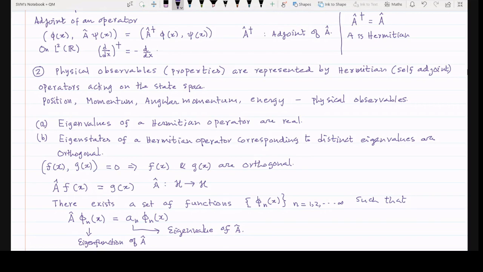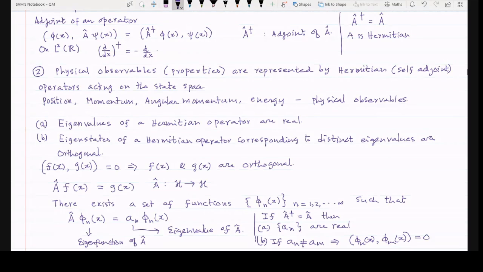Now, these theorems are telling you that if A is Hermitian, that is, if A dagger is equal to A, then we have the result that the a n are real, these are eigenvalues, and if a n is not the same as a m, it implies phi n of x comma phi m of x are orthogonal. That's what the second theorem says.